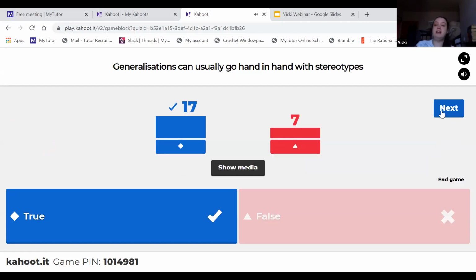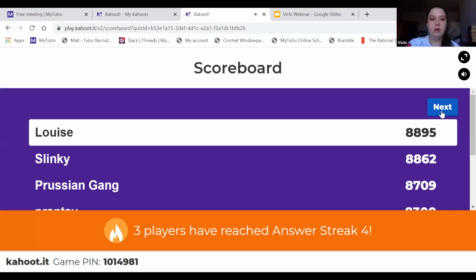So a stereotype is a generalization, isn't it? So, for example, all girls like pink. They don't, but that is what we assume, that all girls like pink because we assign pink to the gender of girls and we assign blue to the gender of boys. So that would be a generalization and a stereotype. Louise has managed to retain her position on top.